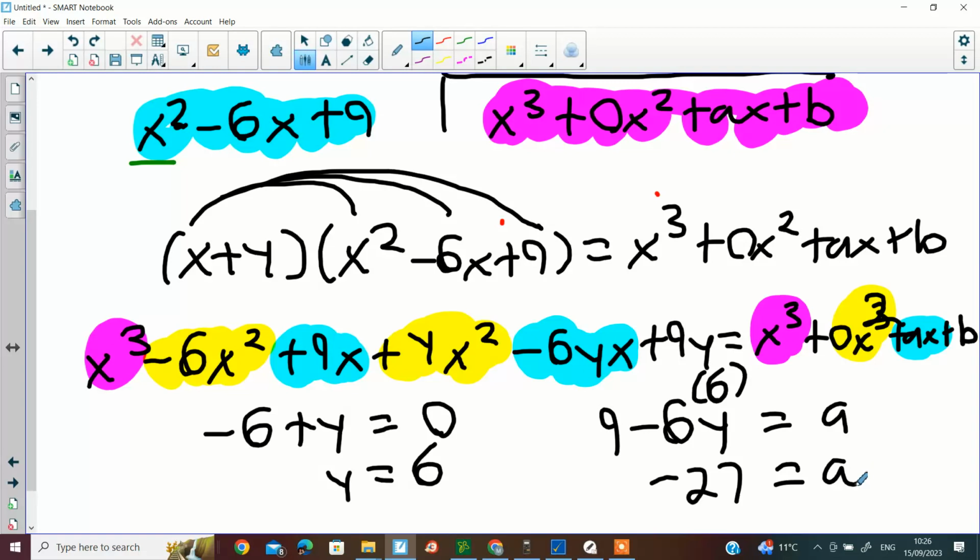Now we have to figure out what B is, yeah? Oh, and we have it. B is what, guys? And what's 9y? Which method do you think was easier? Well, your choice, like.